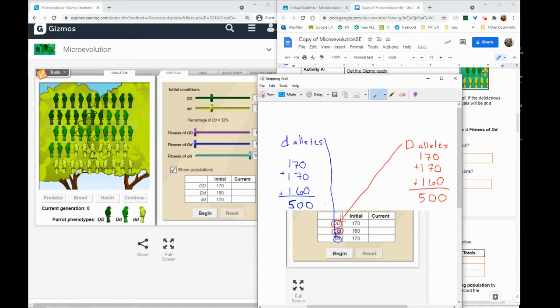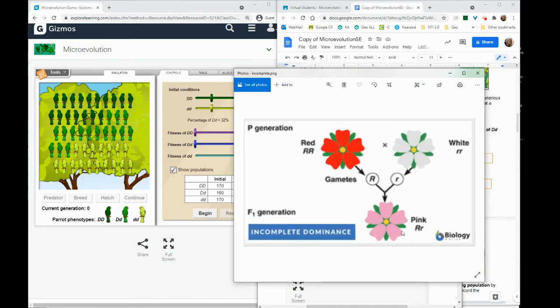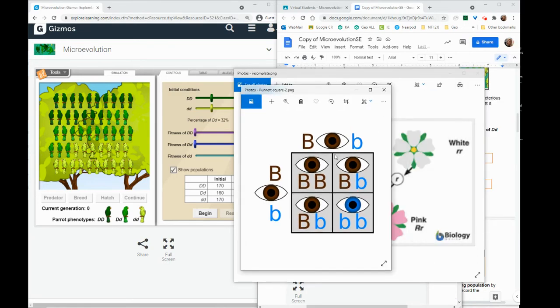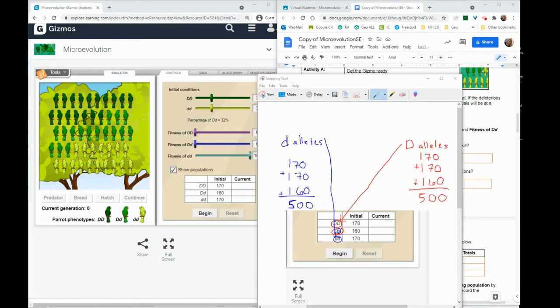Remember, dominant does not mean more common. A dominant allele may be more common, or it may be less common. It could be very rare. Dominant just means that it asserts itself over the recessive phenotype. So it may be an incomplete assertion, like you have here with the pink, or it may be a complete assertion, like here with the brown eyes over blue eyes. So big B, little b being completely brown eyes. But regardless, it asserts itself over the recessive allele.